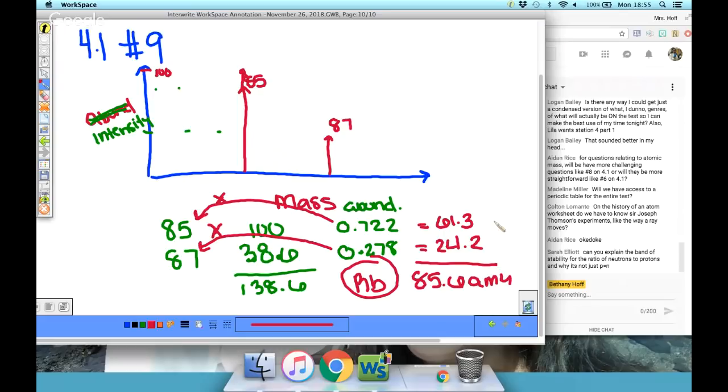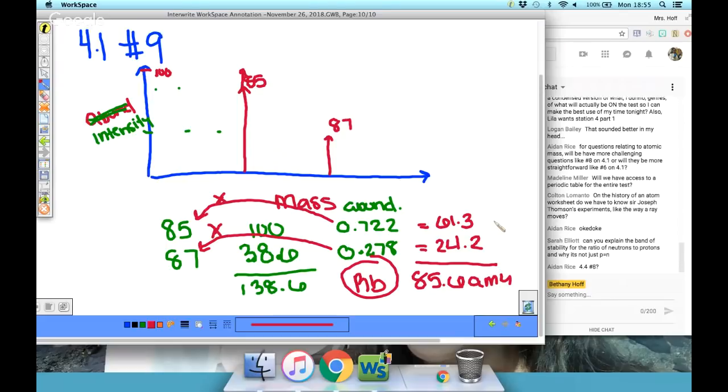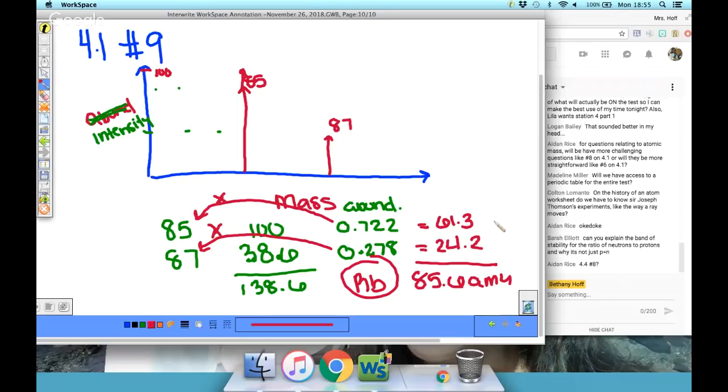Colton, I wouldn't spend much time on that. Again, I don't want to say off the top of my head for sure that it's not on there, but yeah, I'm not 100% sure.